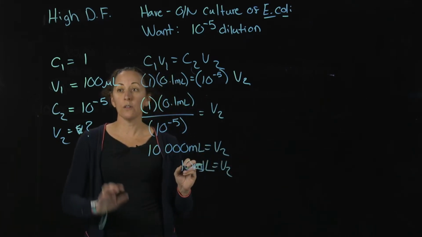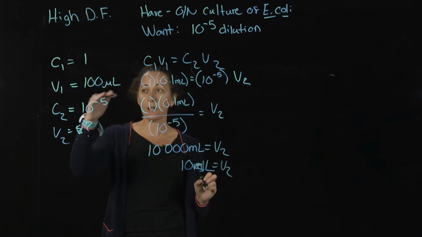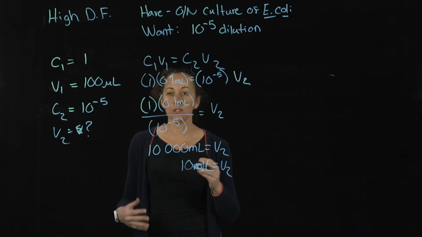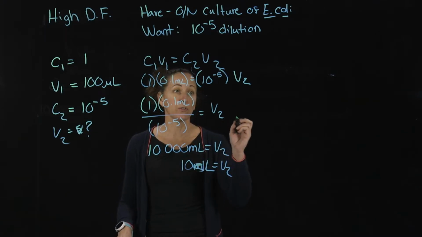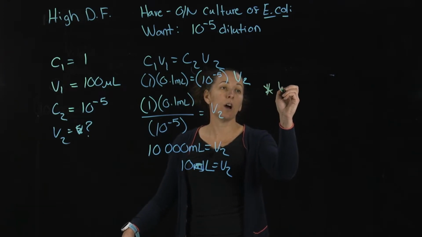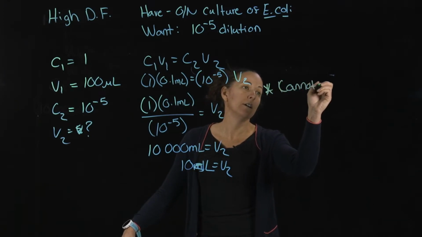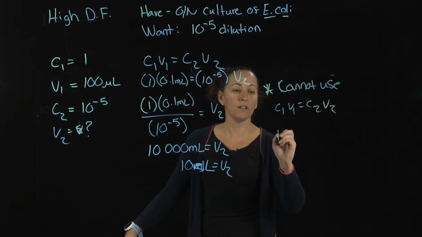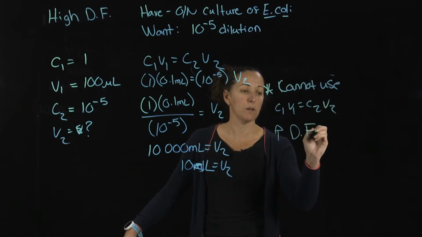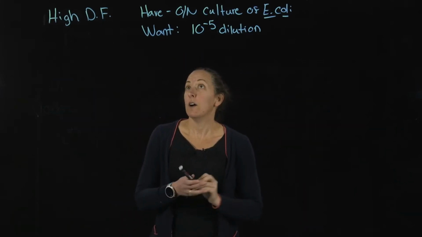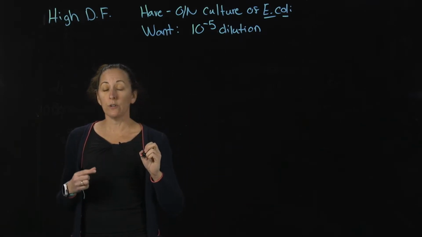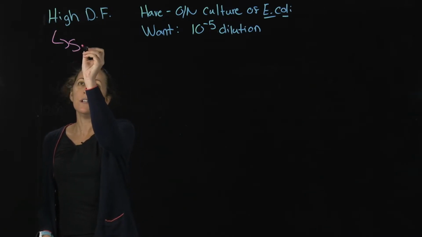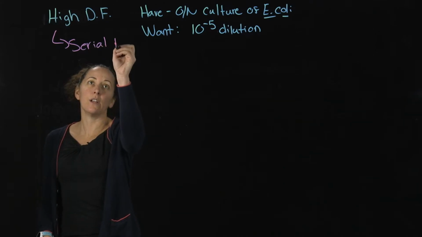Okay, so although we started with a volume that is reasonable to pipette with our V1, we end up with a V2 which is such a high volume that it's not reasonable to work with in the lab. So for that reason, we cannot use this formula for high dilution factors, okay? We have to come up with another way to do this, all right? So the way we want to do a high dilution factor is by using something called serial dilutions.